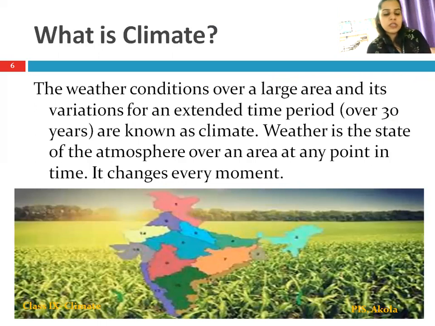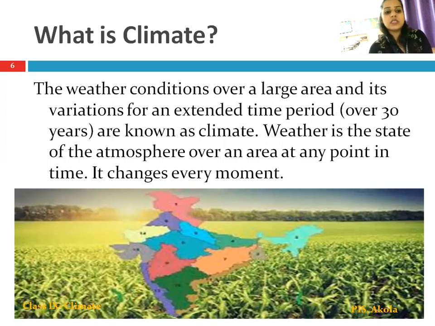Let us now understand what is climate, and here we will be able to understand what actually the basic difference between the two terms climate and weather is. Moving ahead, weather conditions over a large area and its variation for an extended time period, minimum 30 years, is known as climate, wherein weather is the state of the atmosphere over an area at any point in time.